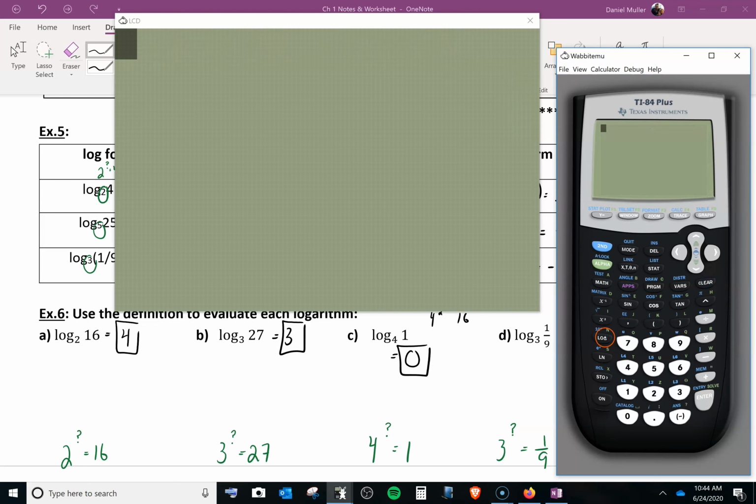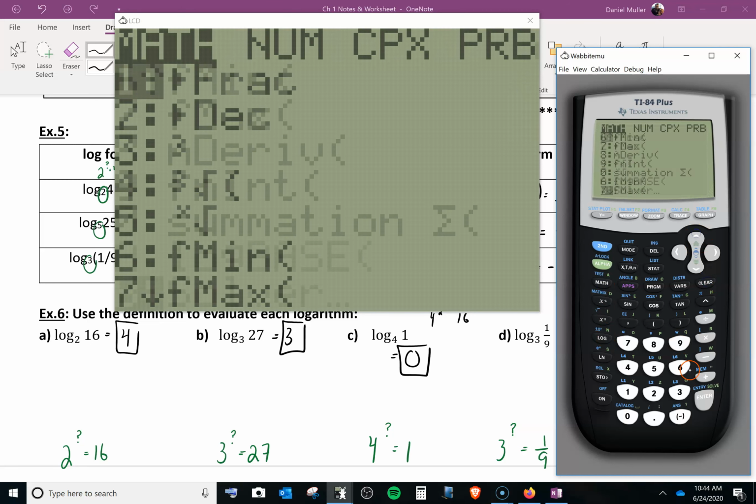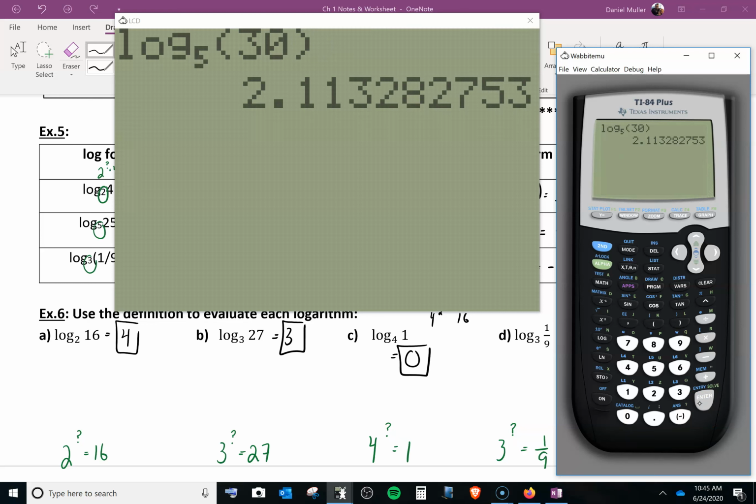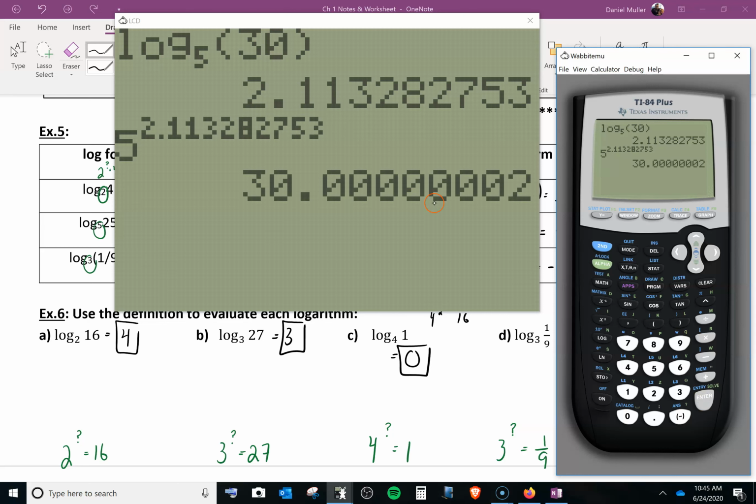Logarithms can be anything, like you can do math. So log base 5 of 30. So this is 5 to the power of what gets me 30? Well, I know 5 squared gets me 25, but I don't know. Okay, so it's a random decimal number that probably goes on forever. So this says 5 to the power of, I guess, 2.11328275... That should get me really, really close to 30.